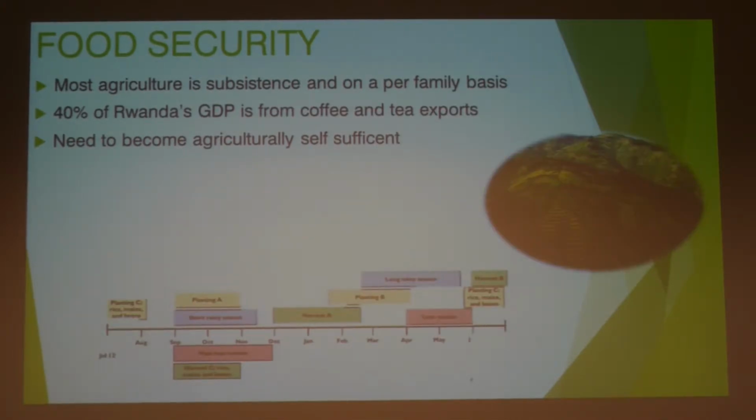Another issue is that most of the agriculture done in Rwanda is subsistence on a per family basis. And so that means, this is also added to the deforestation problem, because every time they see a tree, they chop it down and use it as farmland, which just keeps cycling the problem back over itself.